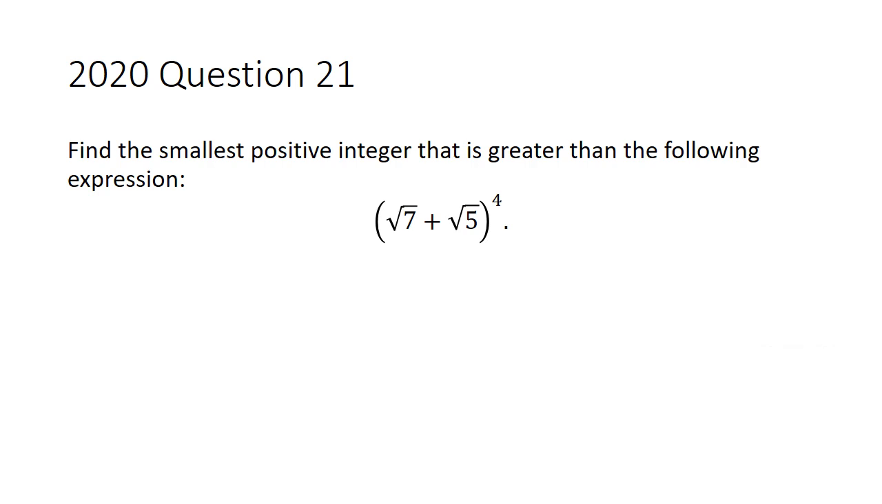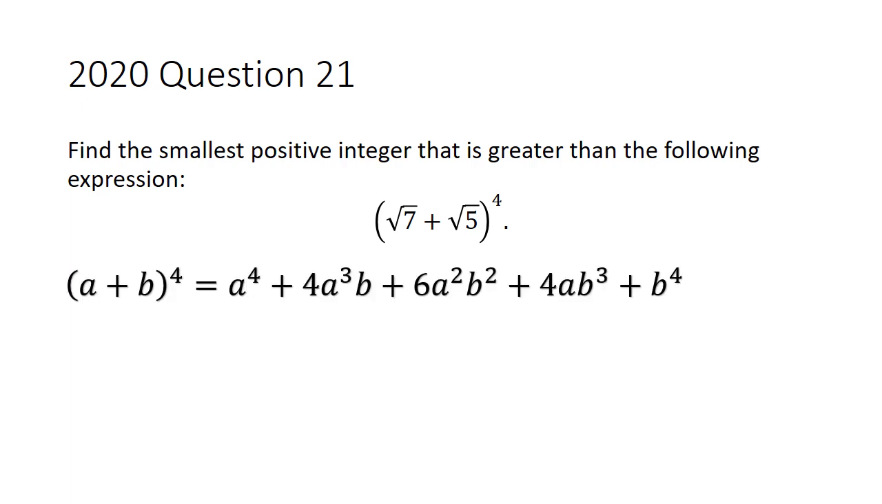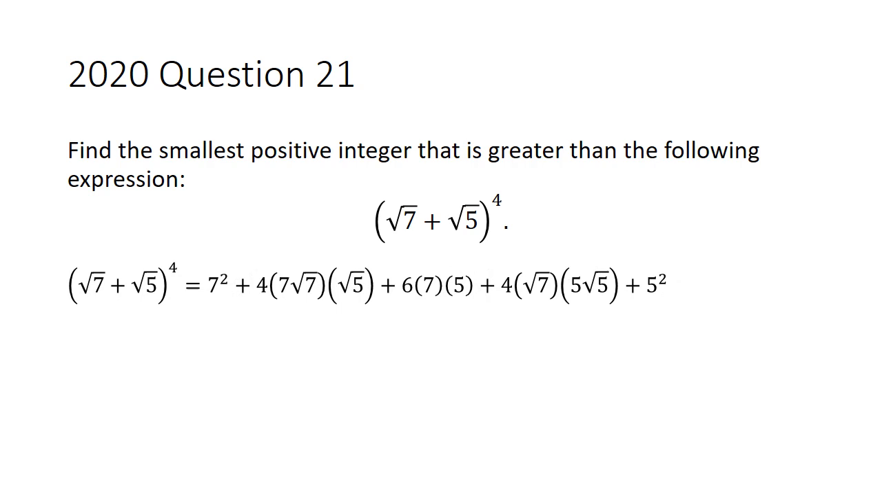Now to solve this problem, we're going to treat this as a binomial expansion problem. What we have is something like (a plus b) to the power of 4, and that's going to give us a to the power of 4 plus 4a cubed b plus 6a squared b squared plus 4ab cubed plus b to the power of 4. So if we substitute a equals root 7 and b equals root 5, this is what we'll get. Notice that on the right-hand side, we can almost work that out, except that the second and the fourth terms are surds. We'll need a calculator, which we don't have.